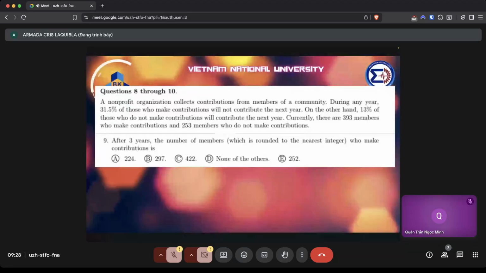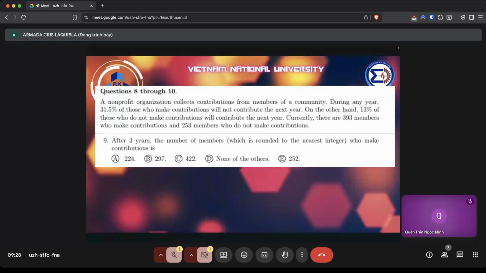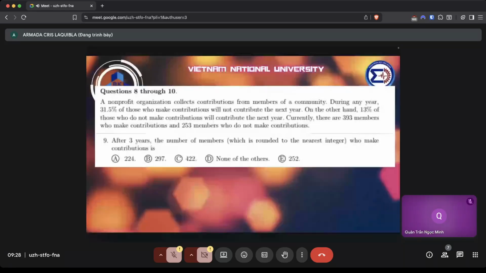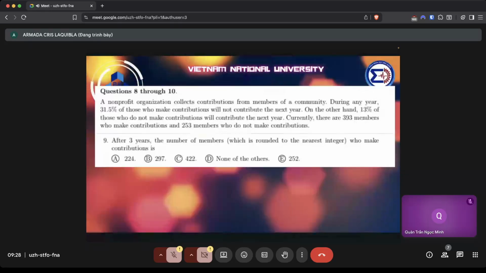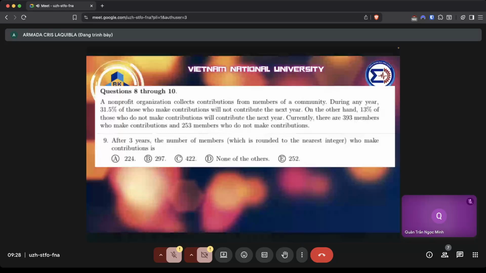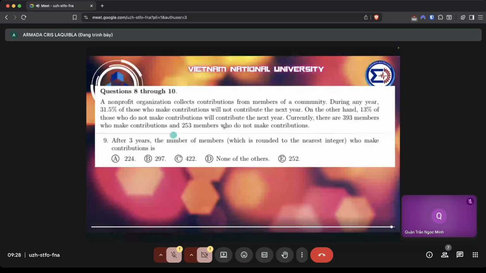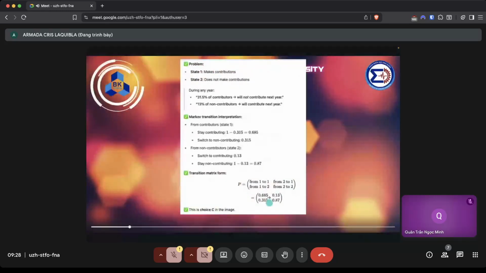Number 9. After 3 years, the number of members, rounded to the nearest integer, who make contribution is blank. So it asks about the number of members who will make contribution after 3 years. As you can see, the statements say during any year, will not contribute next year, will contribute next year, so this is after every year. So what are you going to do? This is your P matrix, or the transition matrix P.